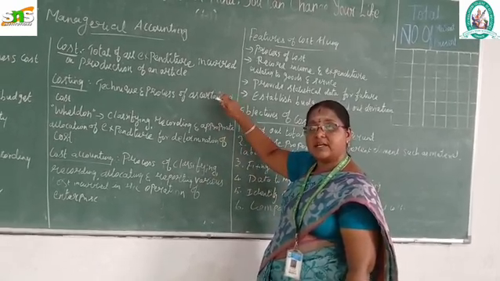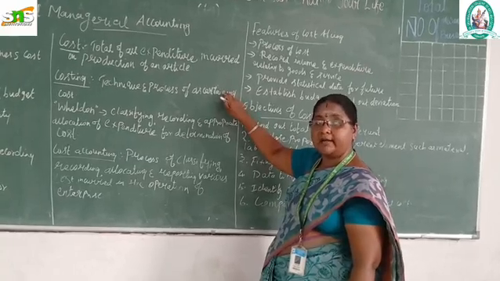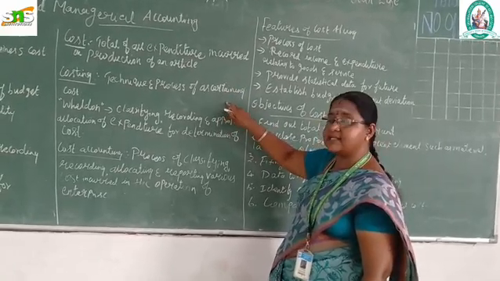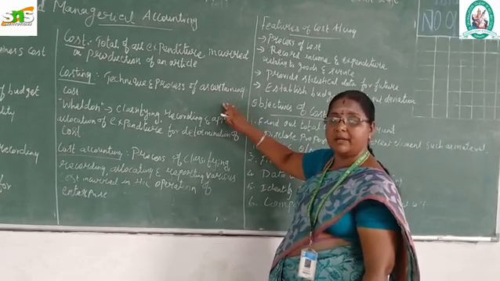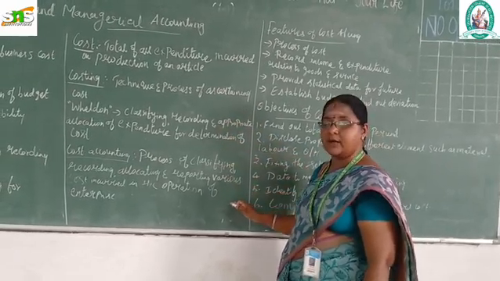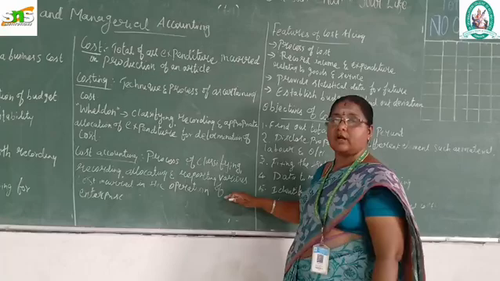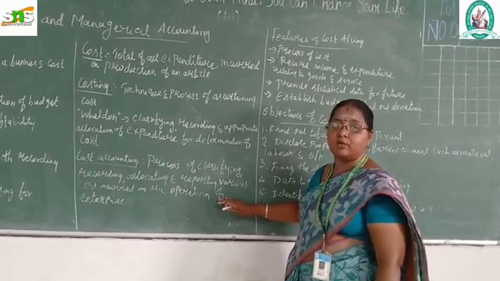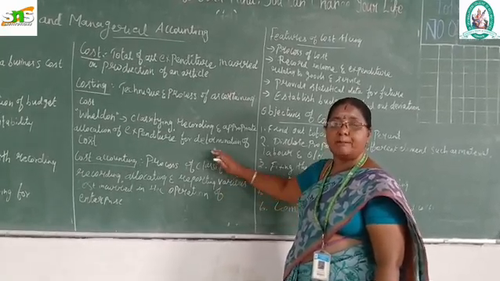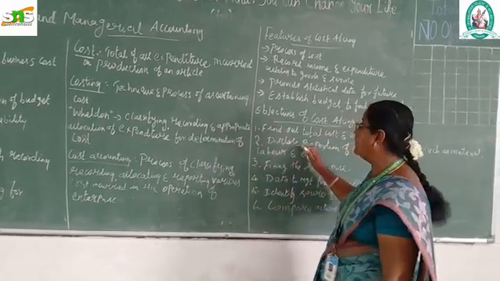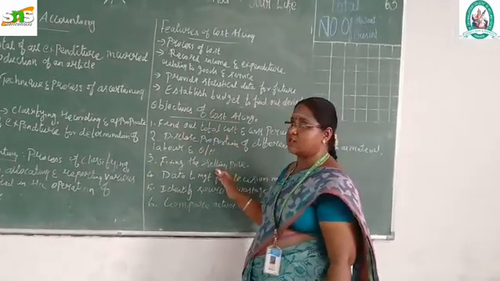Cost means total expenditure for a particular product. Costing means the techniques and process we are going to implement. Cost accounting is a process of how we record our transactions, what we do in the production process. Based on that we can classify the features and objectives of cost accounting.